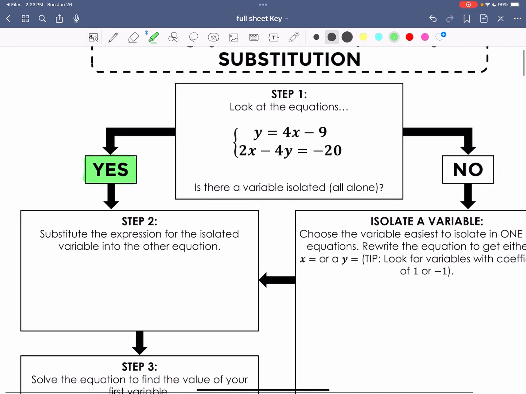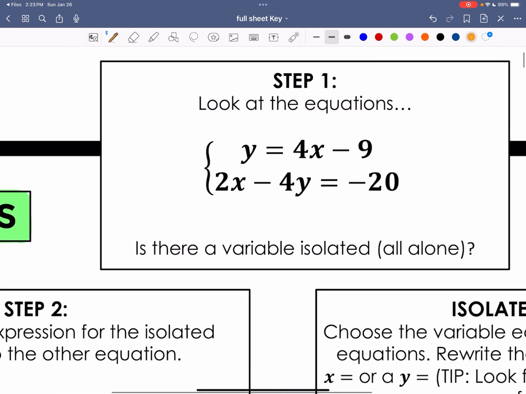So now step 2 says substitute the expression for the isolated variable into the other equation. So starting off, let's get the expression for the isolated variable. So y equals 4x minus 9. So that's the expression for the isolated variable. And we are going to substitute that in place of y into the other equation.